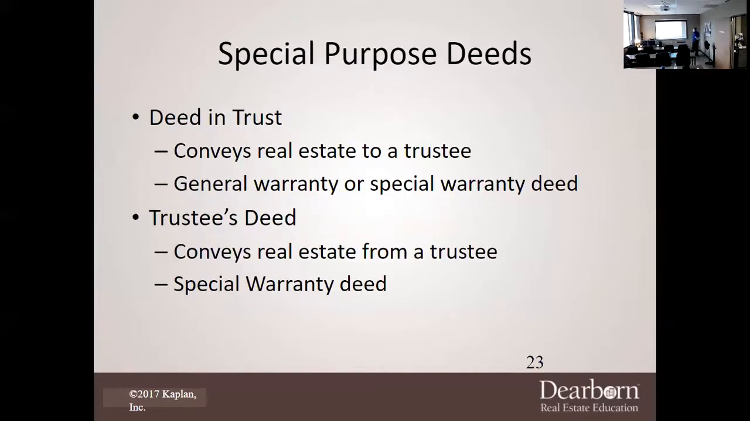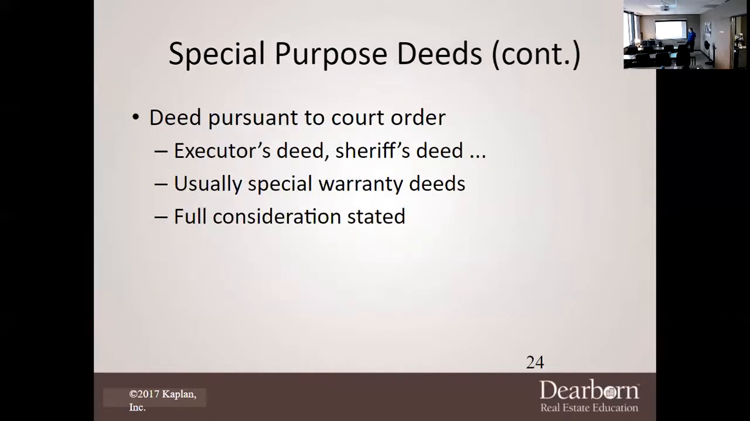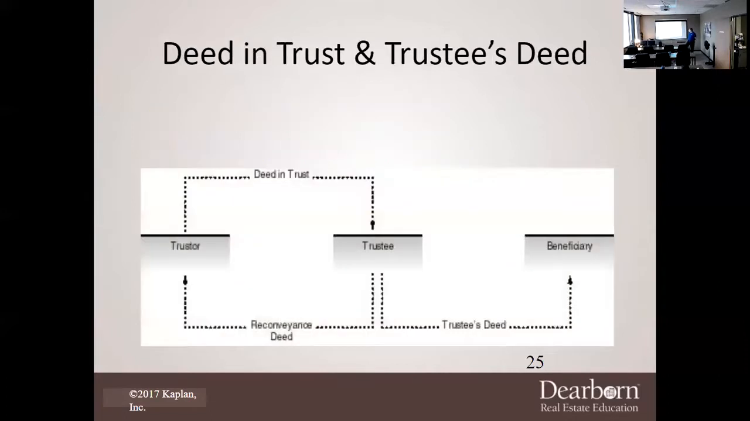Now again, a deed of trust is what's going to convey the real estate to a trustee, and it's a general warranty or special warranty deed. Okay? A trustee's deed is going to convey the real estate from a trustee, and this is oftentimes going to be what's called a special warranty deed. There's also the deed pursuant to a court order. There can be an executor's deed, a sheriff's deed. Usually these are special warranty because they're only for a short period of time, and there is full consideration that's going to be stated. So again, this breaks down what's called a deed in trust or a trustee's deed.